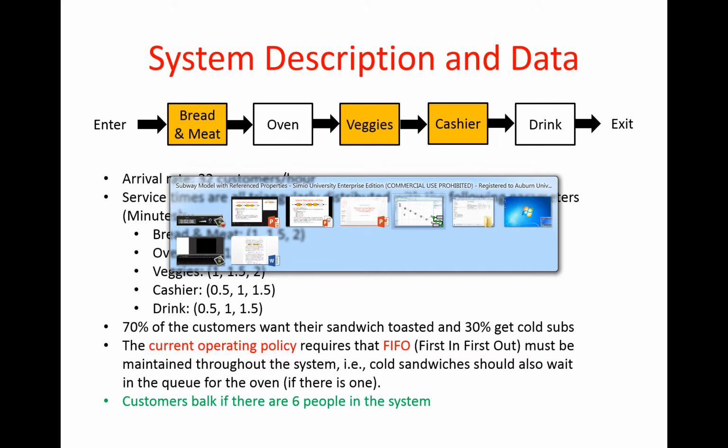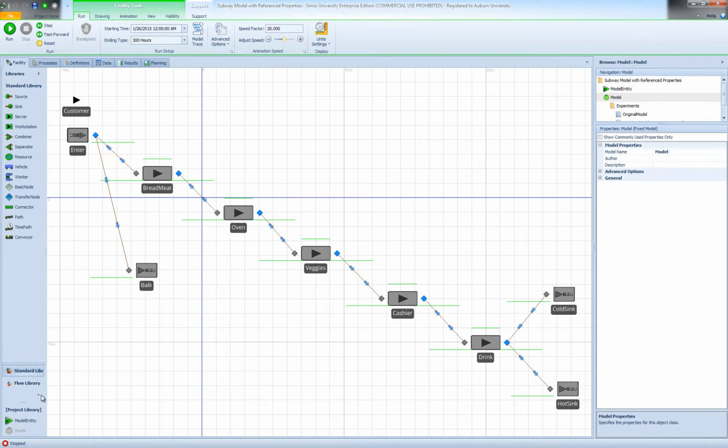If I go back to the model that we built in the previous video modules, you can see the general structure of the model here. If I run the model, you can see that we have hot customers, those customers that get their sandwich toasted, represented by the red symbol, and cold customers represented by the light blue symbol. We have add-on processes that change the symbol of the entities when they're created, based on their type.